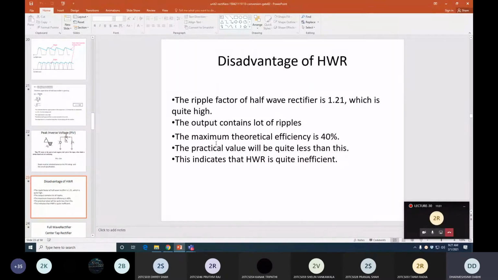Another disadvantage is that the maximum theoretical efficiency of this rectifier is only 40%. And that is the theoretical efficiency, but the actual, practical efficiency is less than this. Because in this theoretical calculation, we assume that your diode is an ideal switch. But in a practical situation, it is quite less than 40% because there is some voltage drop and some power loss across the diode also. So this indicates that the half-wave rectifier is a quite inefficient converter. You can write this point when you are asked to write down the disadvantages of the half-wave rectifier.